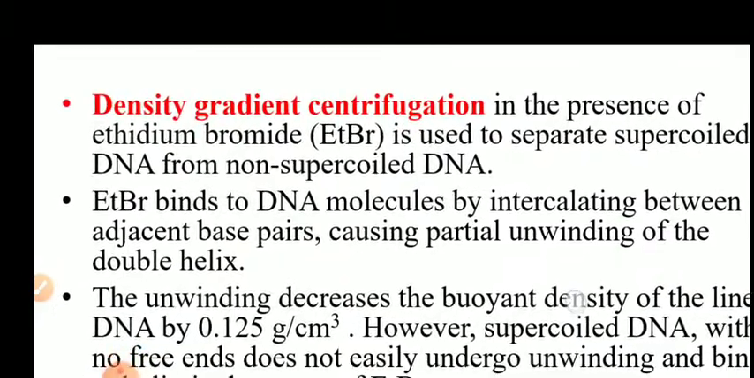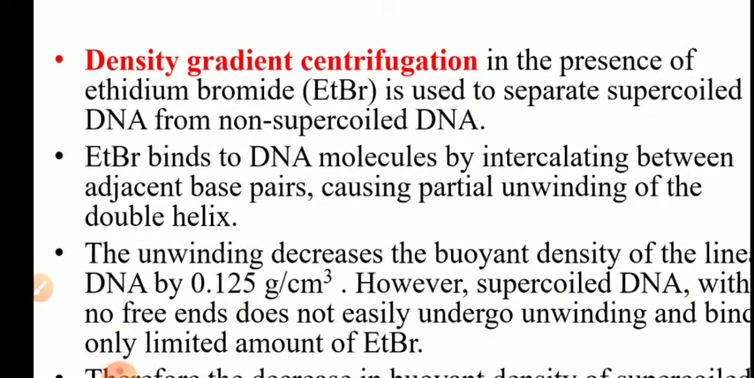Now, density gradient centrifugation in the presence of ethidium bromide. See, we have written ETBR for ethidium bromide now. So, density gradient centrifugation in presence of ethidium bromide is used to separate supercoiled DNA, that is plasmid DNA, from non-supercoiled DNA, that is genomic DNA. Okay. So, ethidium bromide density gradient centrifugation helps you to separate supercoiled plasmid DNA from non-supercoiled genomic DNA.